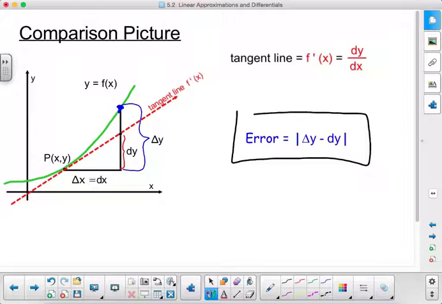So it's kind of like, I go back to the other equations too, if you want to get what dy is and what delta y is in terms of each other. That's what I'm saying.